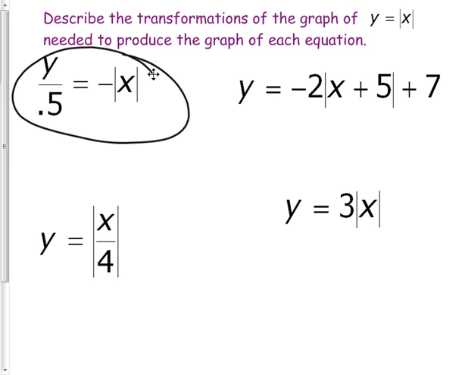Yeah, because it's divided by 0.5, so I multiply by 0.5. If I do that on both sides, notice that the 0.5 is on the outside. So I'm going to change this to y equals negative 1/2, which is the same as 0.5, x. Now, there's two things happening there. There's a flip and there's a stretch or shrink.